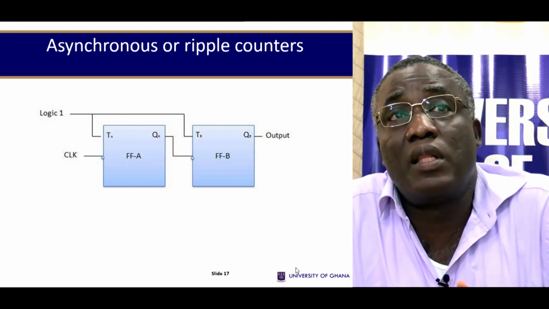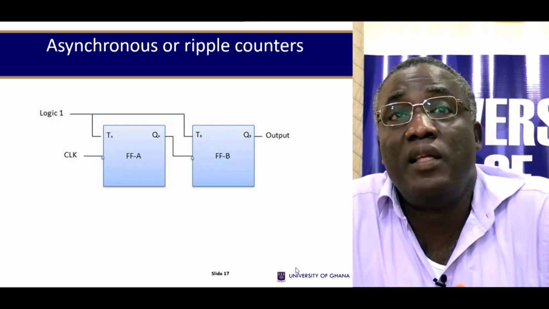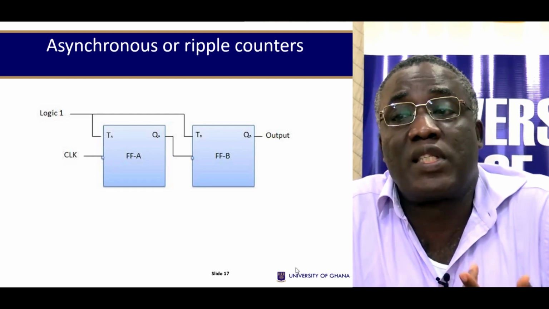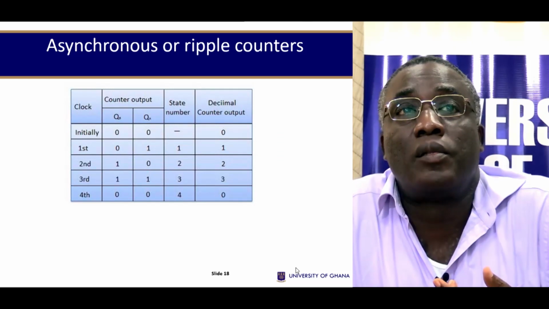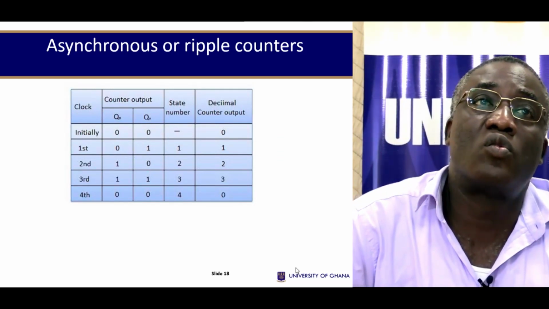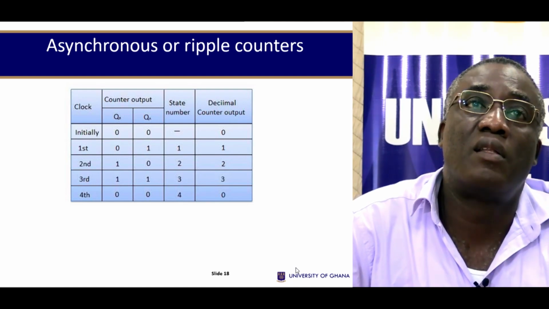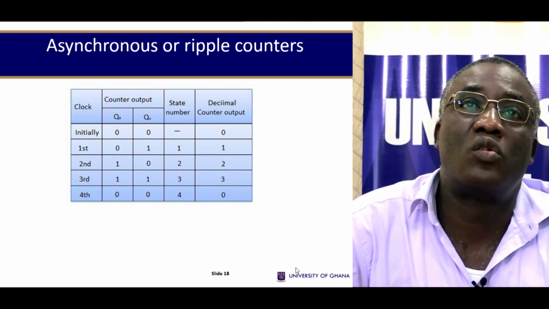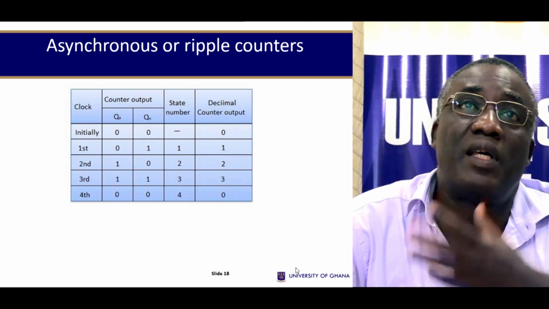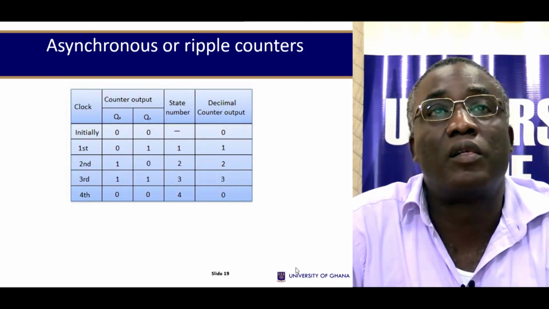So you have a logic one being applied, and then the outputs are connected. So you move from one state to the other, from one flip-flop to another flip-flop. In this case, you can count up to what? 4, because you have 4 states altogether. So these are the initial states, so first, second, third, and then fourth. So the decimal outputs are shown. So there are 4 different states, and the decimal outputs that you can have.